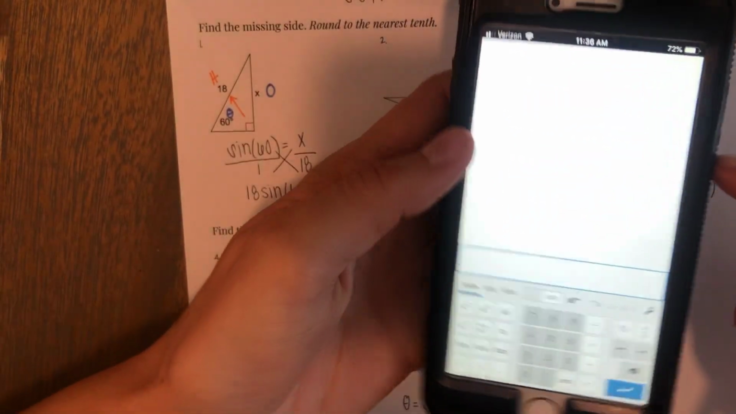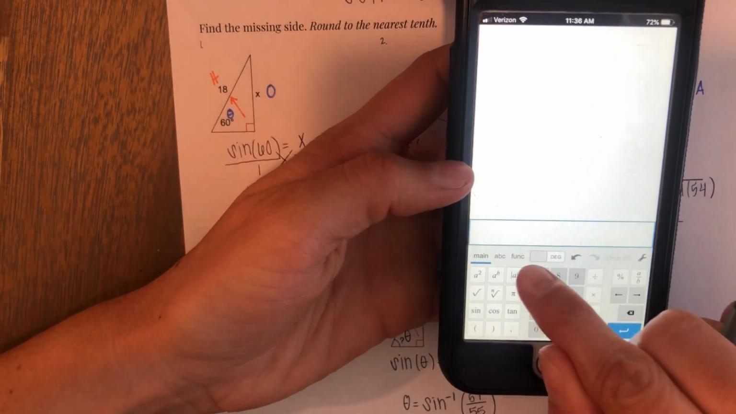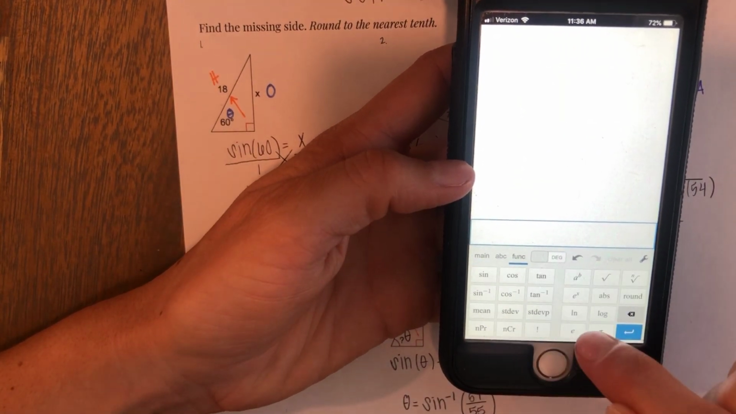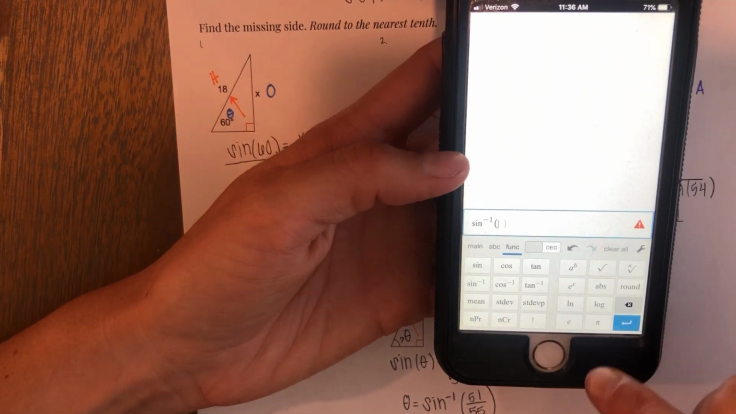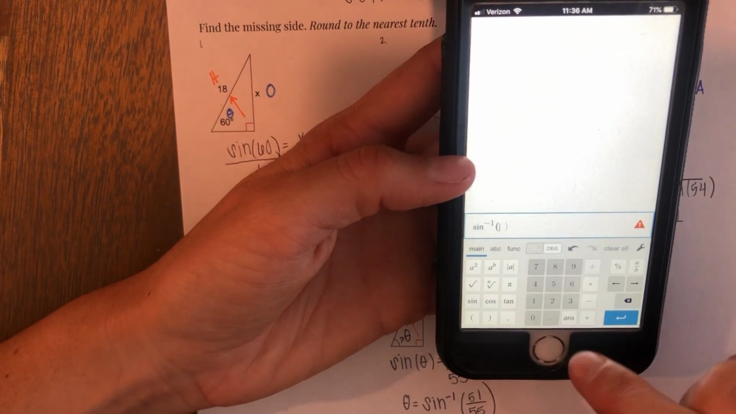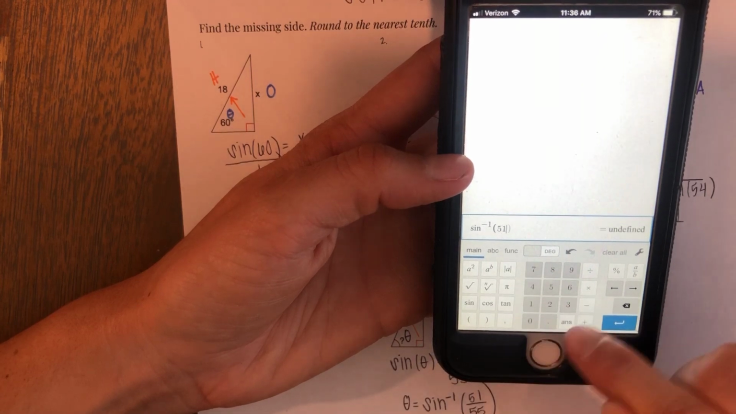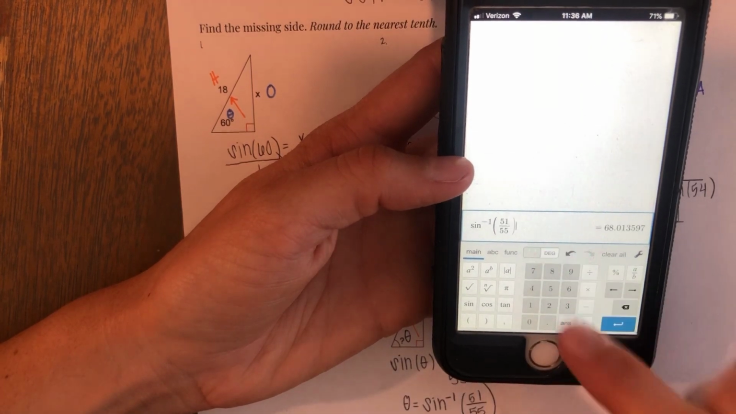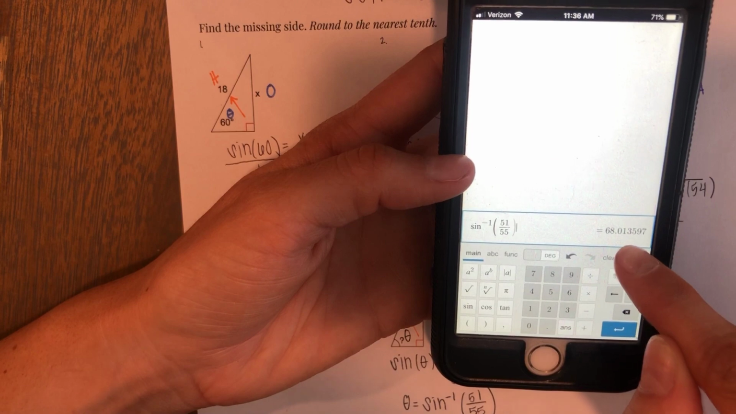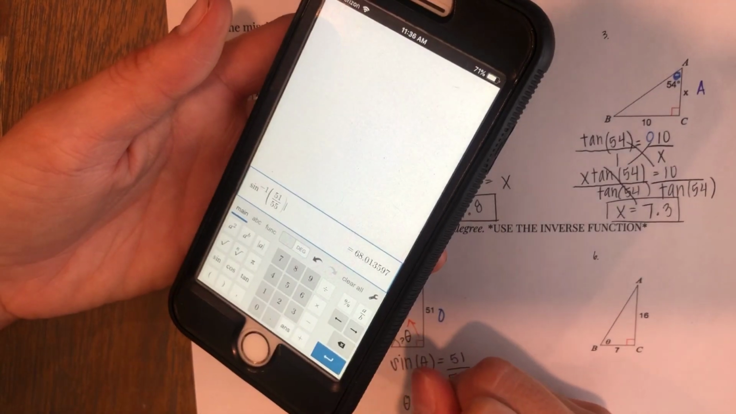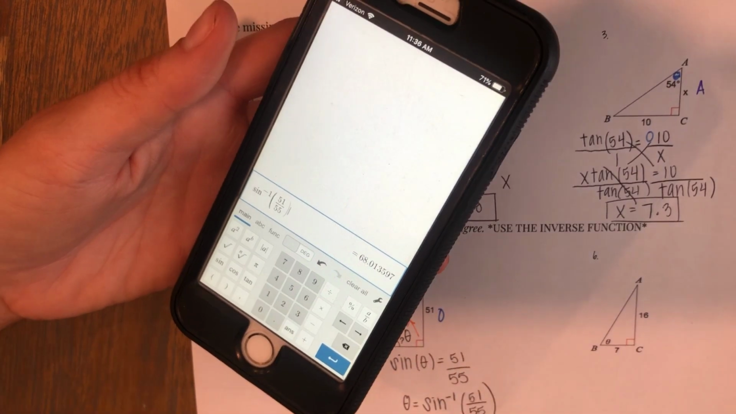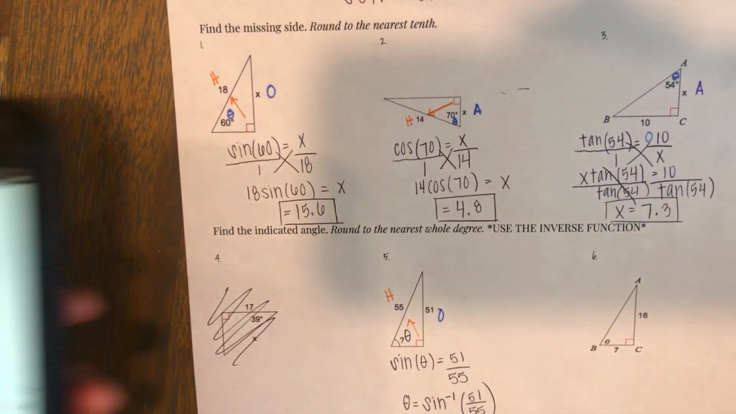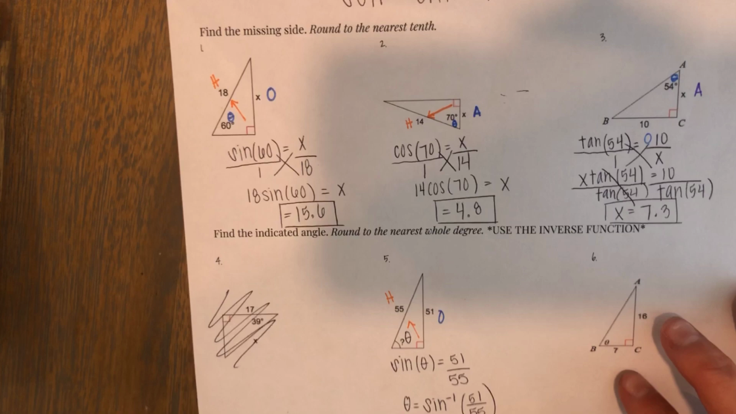So this app has that. You just have to go to function and then you'll see the inverse. So sine inverse, and then you have to go back. 51 divided by 55. And it'd be to the nearest whole degree, so it's 68 degrees. Oops, sorry, you can't really see.